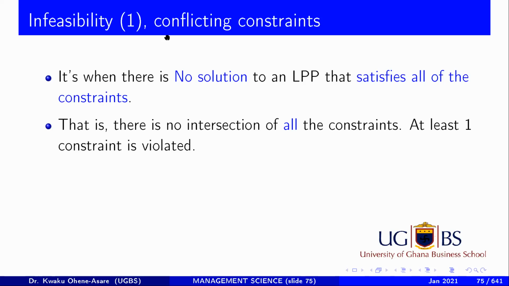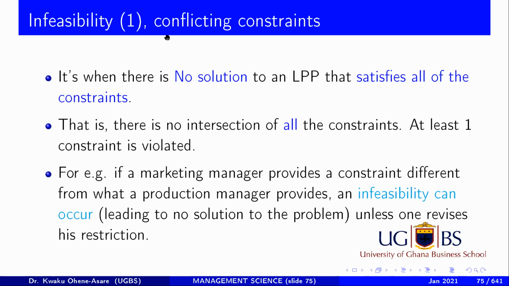Some of the constraints will intersect, but sometimes one constraint is violated. And why did that constraint come in? This will happen when a marketing manager, for example, gives a different constraint, which differs from a production manager, or from an inventory manager. All of them are saying, we need 20 baskets of this instead of 16 baskets of that, 40 gallons of this. All of them are giving conflicting limitations of the resource.